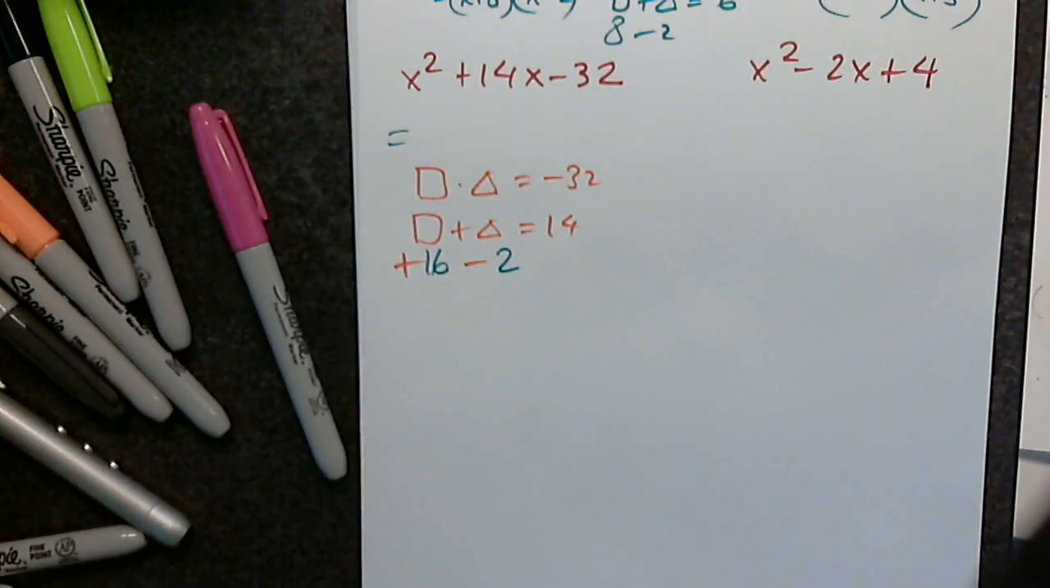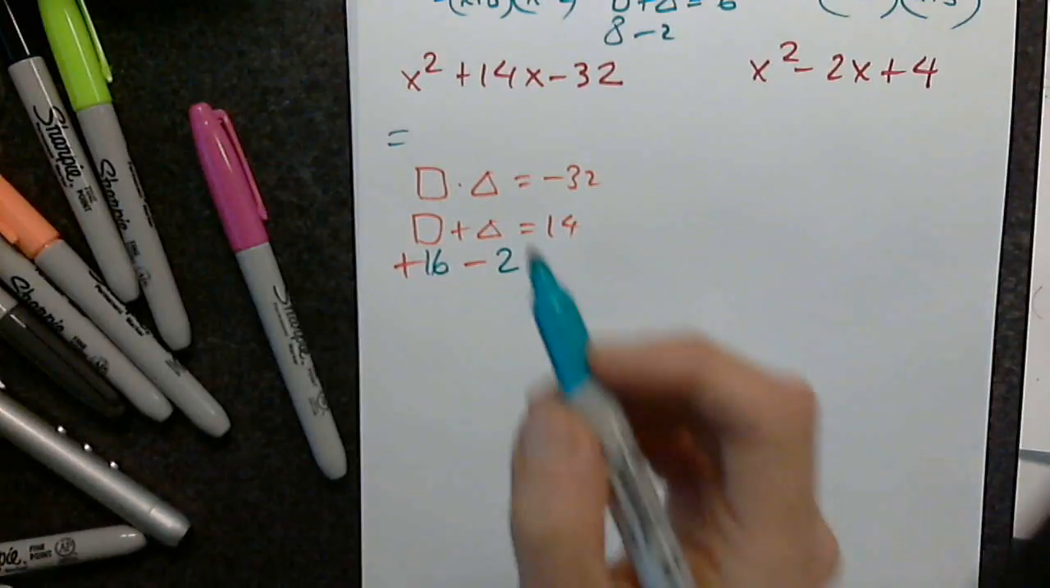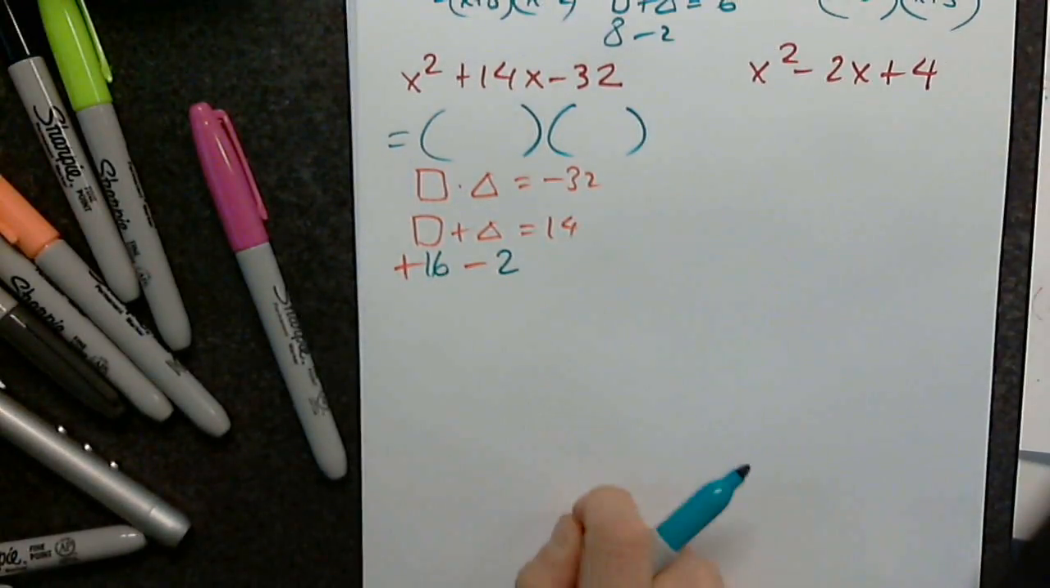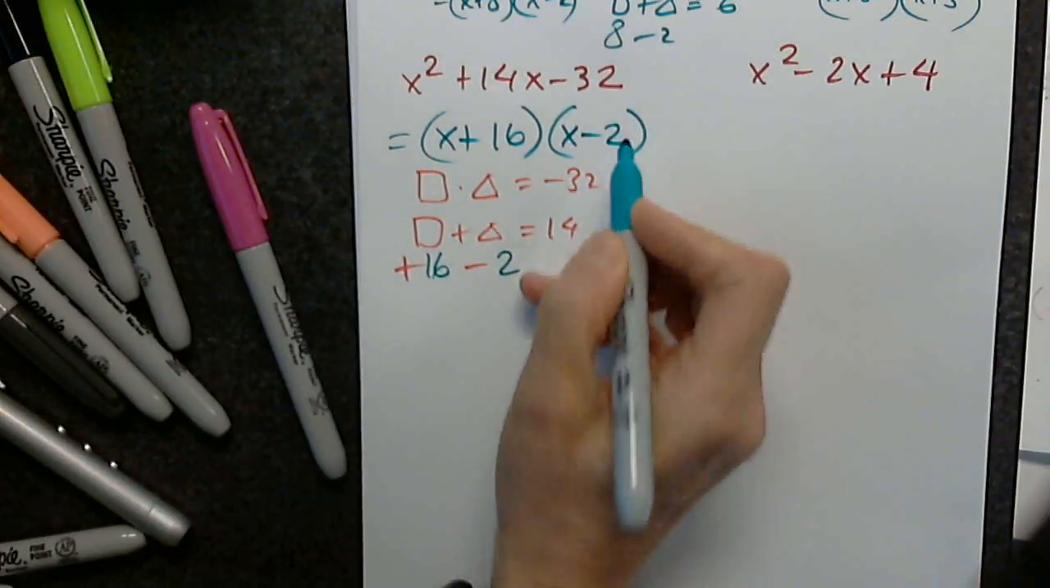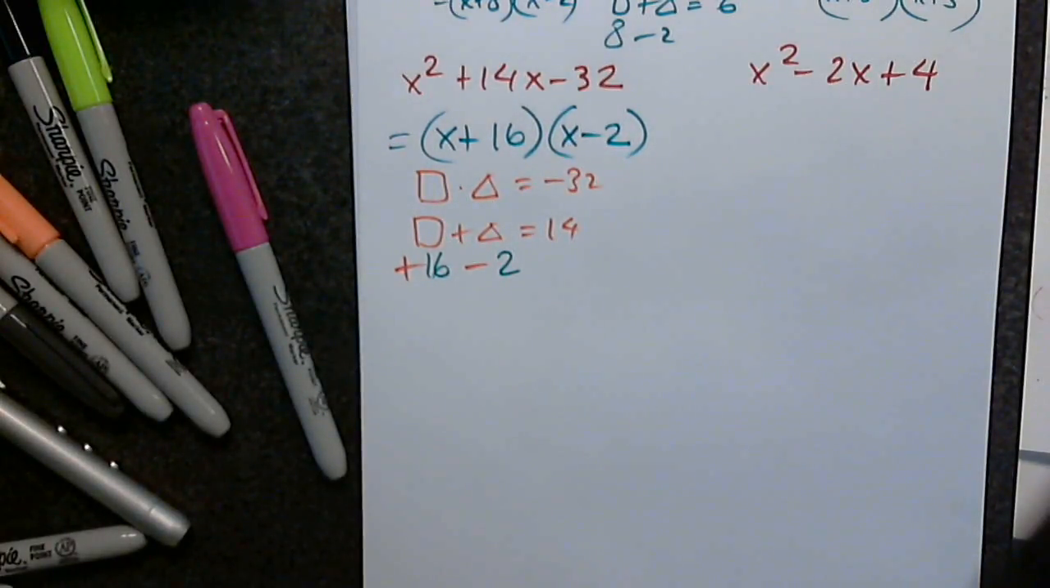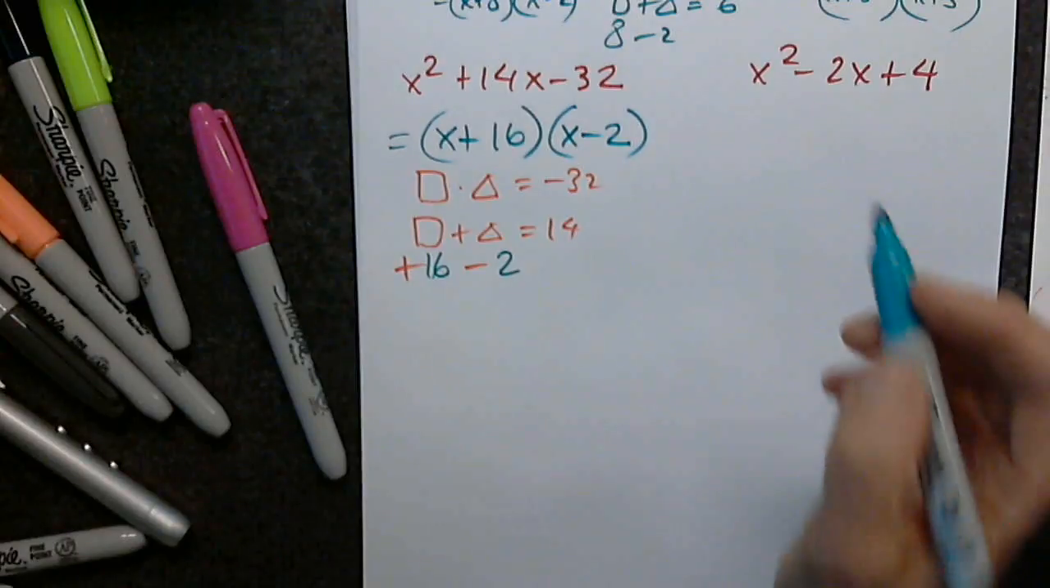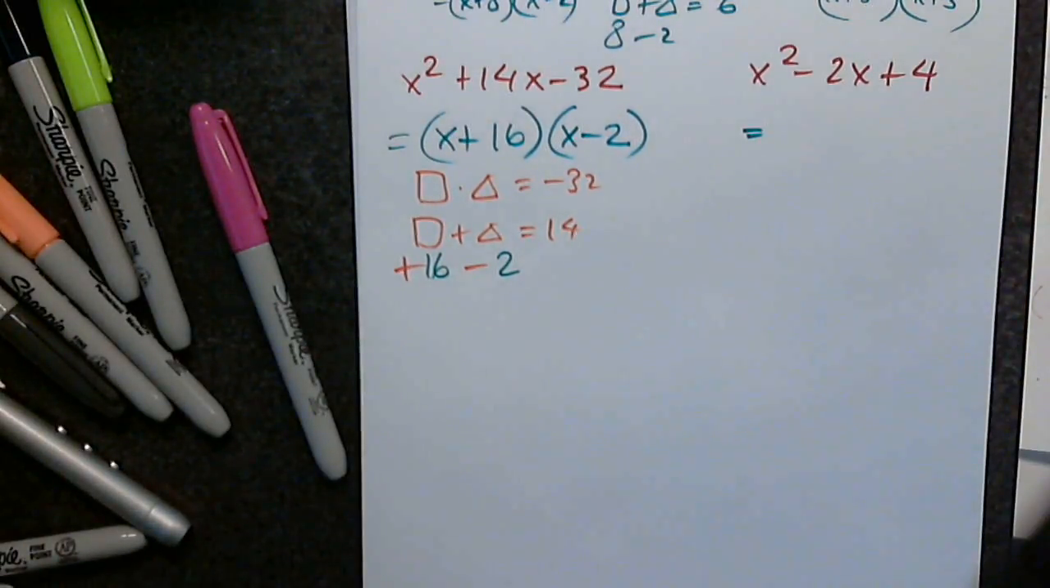Because their sum, since they are opposites, is 14, one must be high and one must be low. So can anyone give us the factored form? X plus 16, x minus 2. Do we all agree? Everyone? Okay. Trinomial, descending order, yes.